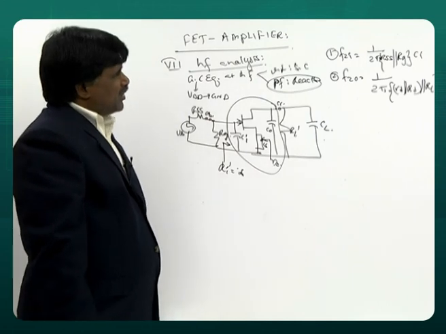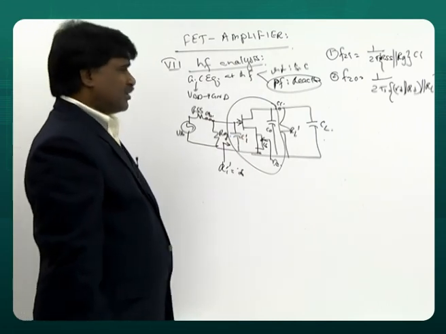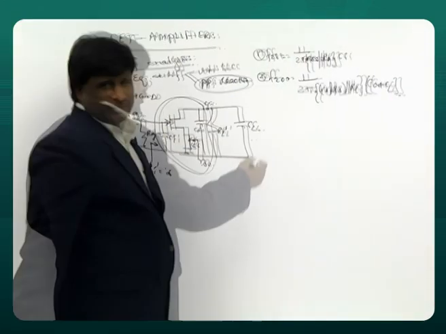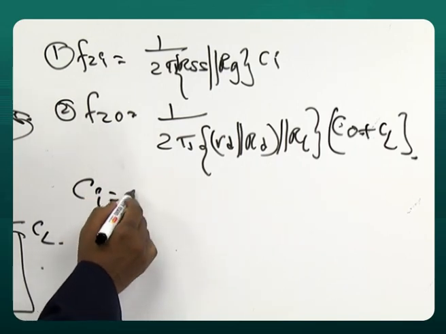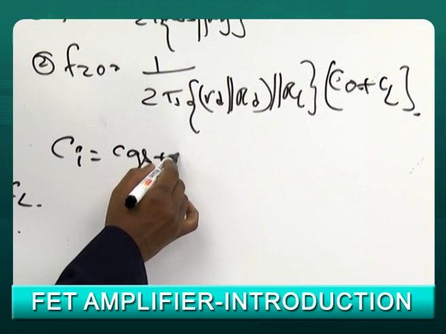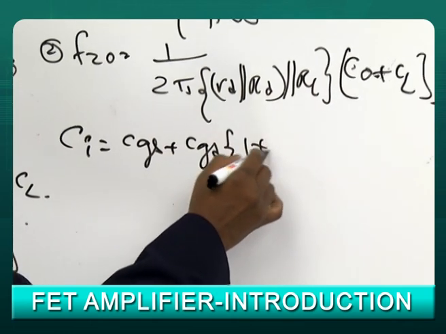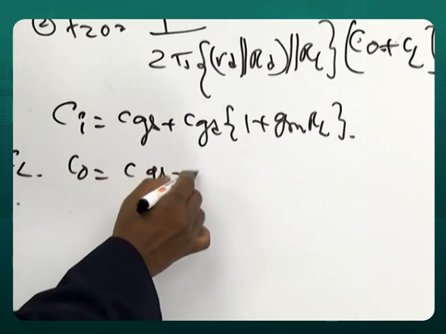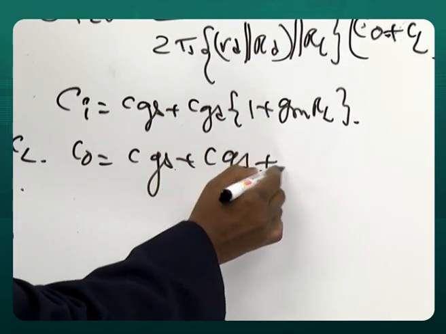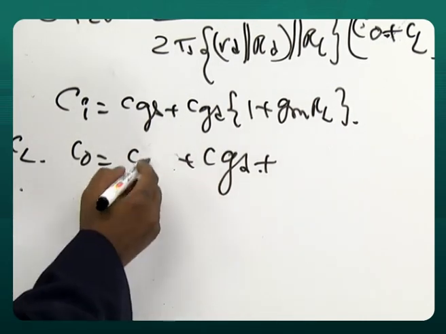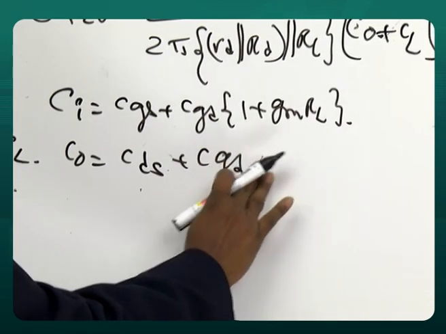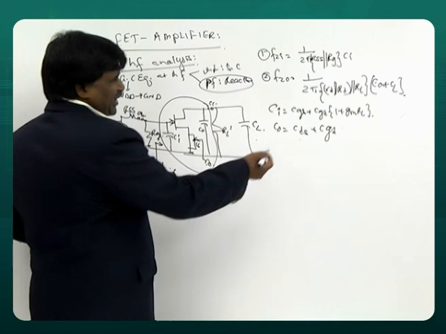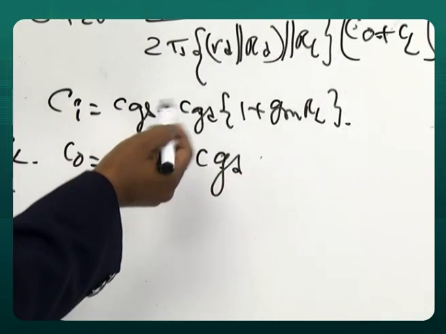So CI is called input capacitance, CO is, in fact, we better say CO plus CL, where CI is equal to CGS plus CGD into (1 plus gm RL). CO is CGS plus CGD plus CDS. How does this come? It just came from Miller's. If you apply Miller's theorem for CGD, it comes there.